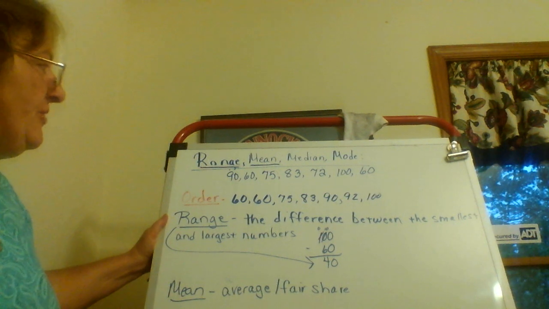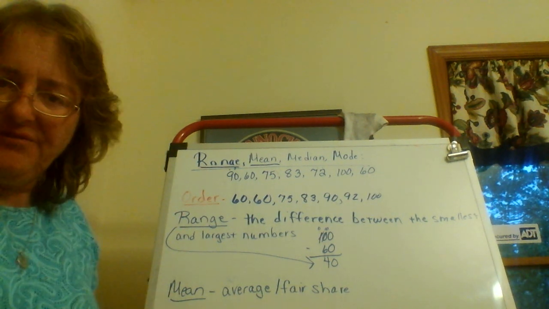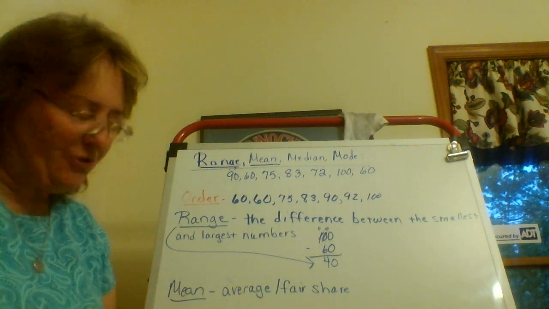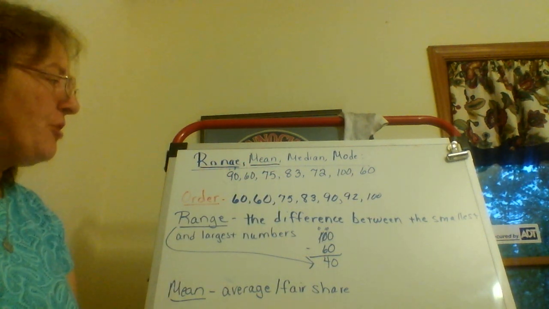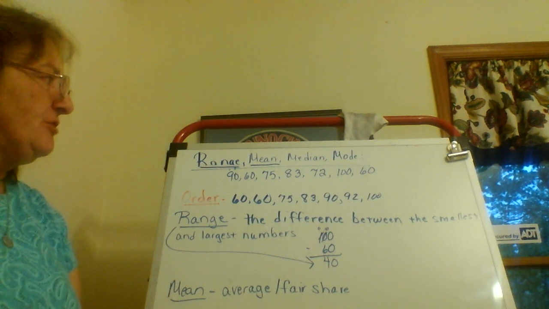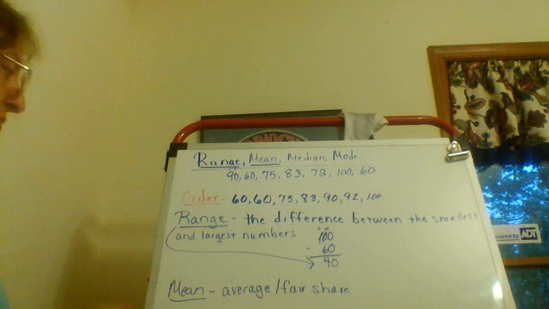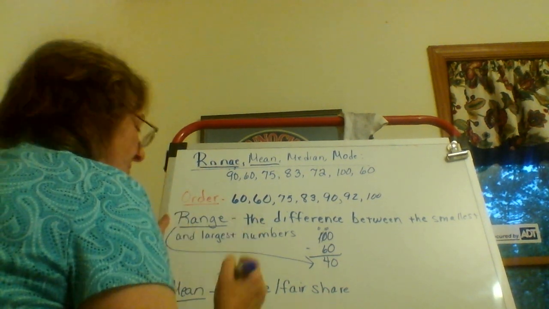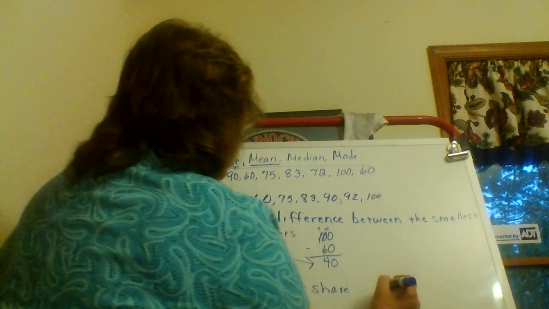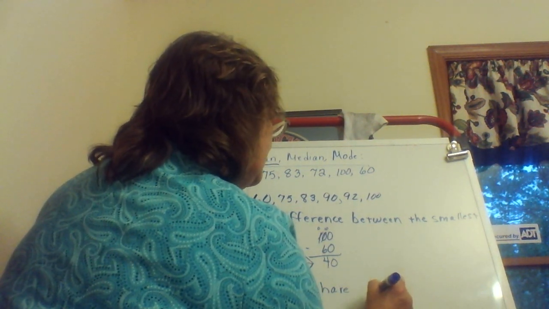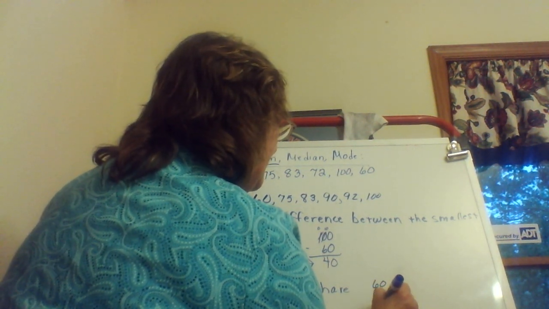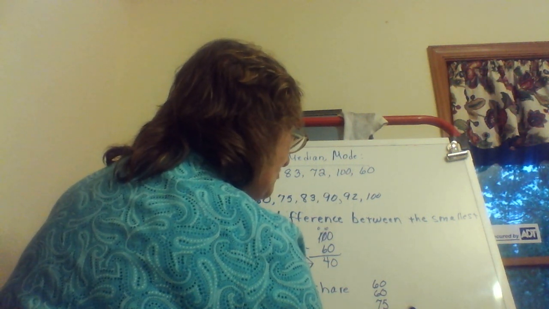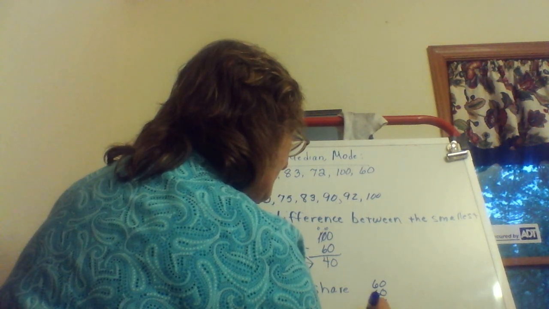So if you want to know the average of these test scores, what you're going to have to do is add all of the test scores up, and it doesn't make any difference what order you add it up in, because the commutative property says that you're still going to get the same answer no matter what order you add them up in. Same with multiplication. So I'll just go ahead and write them down in the order that they are. We have 60, 60, 75, 83, 90, 92, and 100.